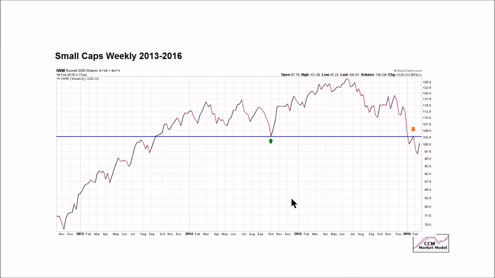Very similar concepts here on the weekly small cap chart. A breakout here that occurred in calendar year 2013, retested it and passed, broke down here and retested that, and it held. This blue line here might act as resistance if we continue to rally.